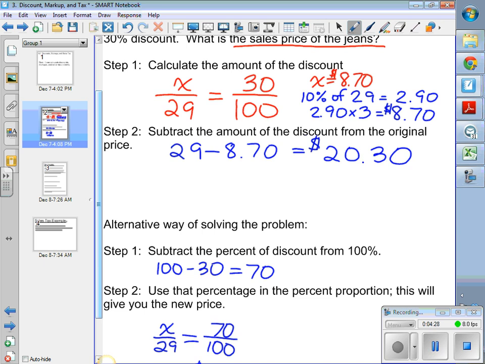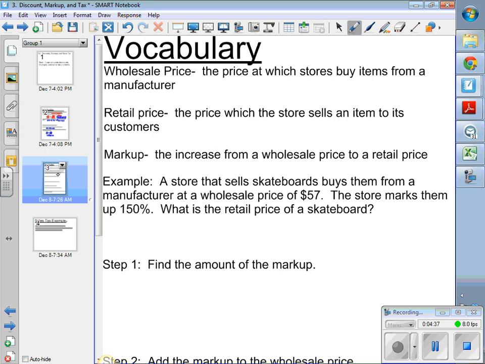All right, so this to me, this bottom way, the alternative way, is much easier. I'd much rather subtract from 100 and not have to deal with the decimals, the change portion, if I can.